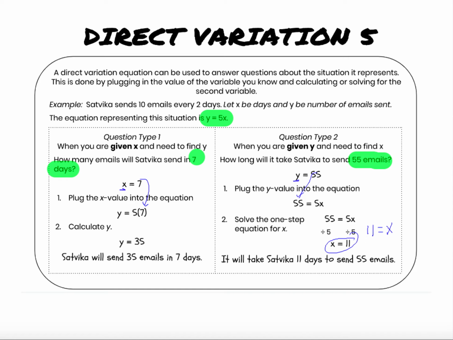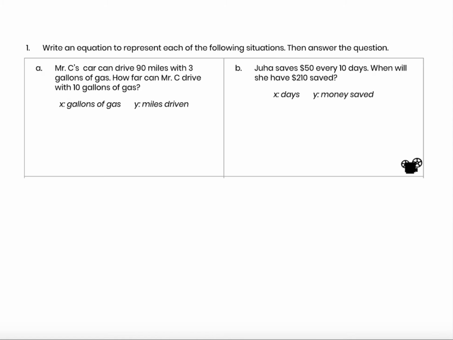So in the bottom of this worksheet, you are given a situation, and then you have to figure out what type of question am I being asked. Am I given x and asked to find y, or am I given y and asked to find x? So let's look at 1a. Mr. C's car can drive 90 miles with 3 gallons of gas. How far can Mr. C drive with 10 gallons of gas?